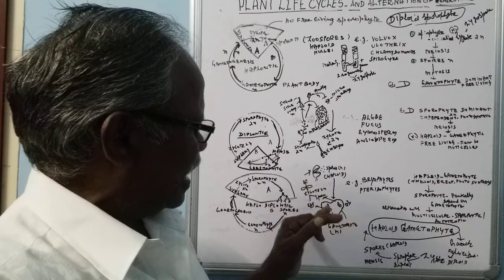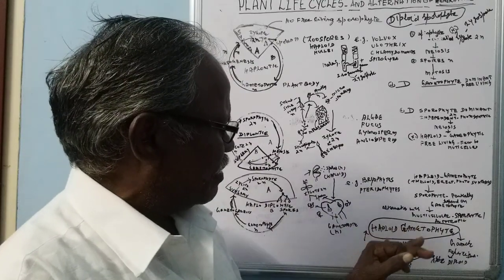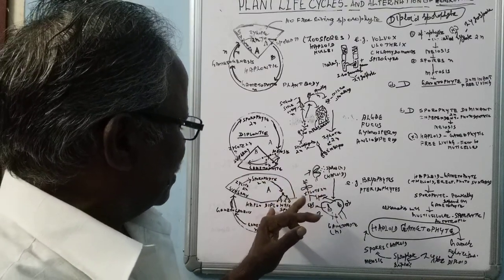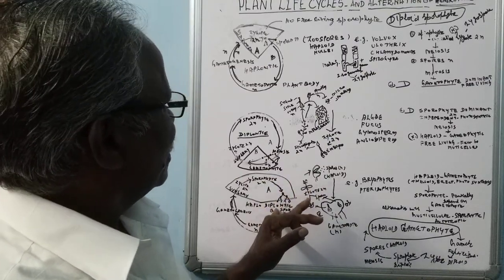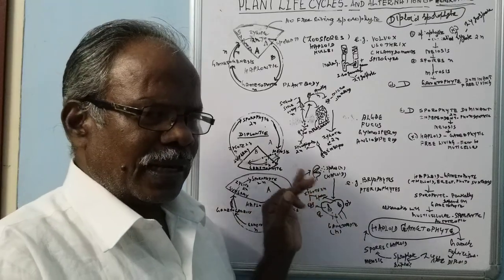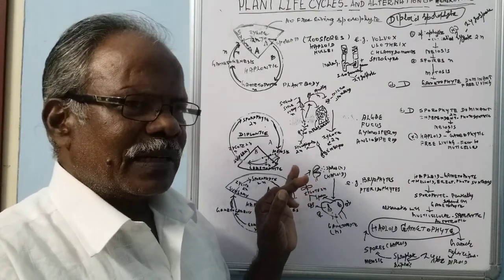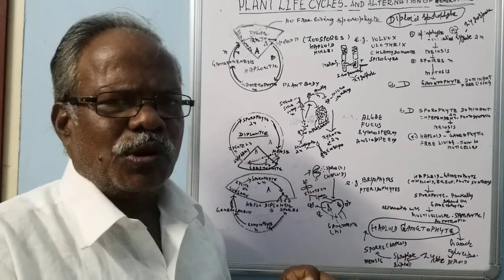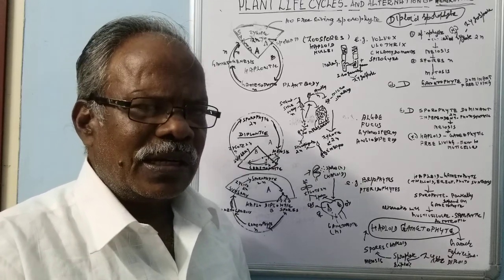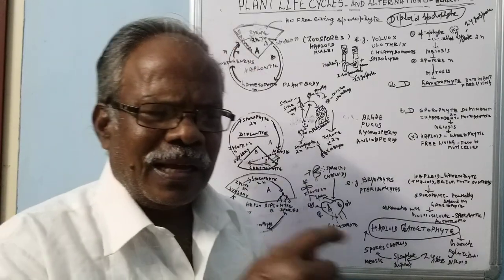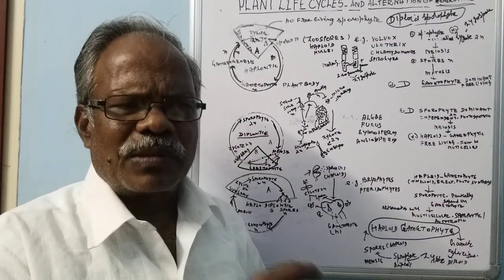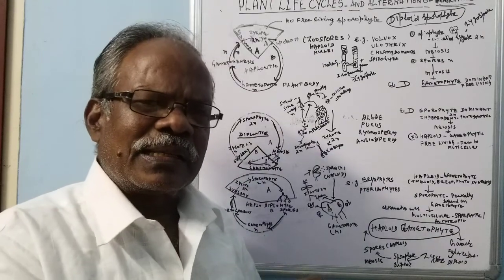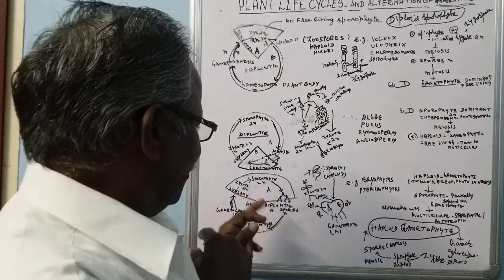The haplantic here is haploid, usually the dominant. The next one is haplodiplantic. The last one is haplodiplantic. Haplantic we have already seen, diplantic already seen. This one is haplodiplantic. So both things are playing a vital role, haplantic and diplantic. The even number of chromosomes and odd number of chromosomes play a vital role in maintaining the life cycle. We will see one by one.